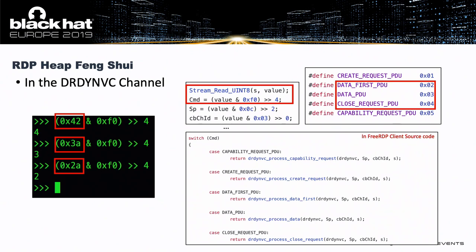We explain it based on the open-source RDP code. In this case, the value corresponding to the message type is the CMD value. Switch on CMD. Each function is called by the CMD: data first PDU, data PDU, close request PDU. We can call them as we want.